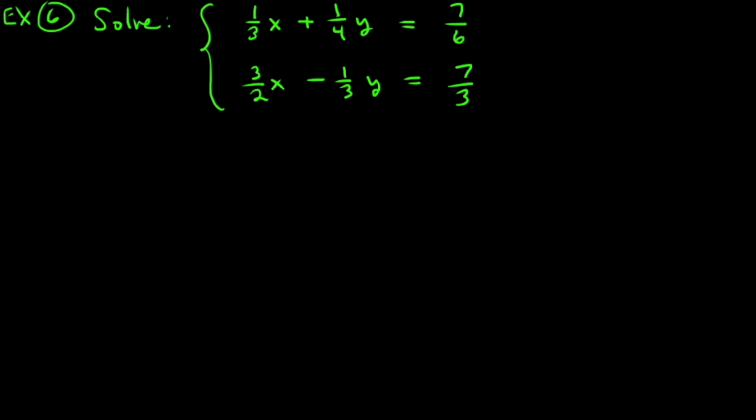Okay, one last example. I think I lost count. I don't know if this is example 6 or 7. Either way, we want to solve this system of equations here. 1/3 x plus 1/4 y is equal to 7 over 6. And the second equation is 3 over 2 x minus 1 over 3 y is equal to 7 over 3.